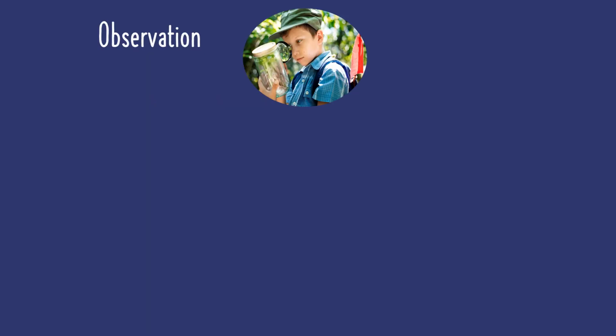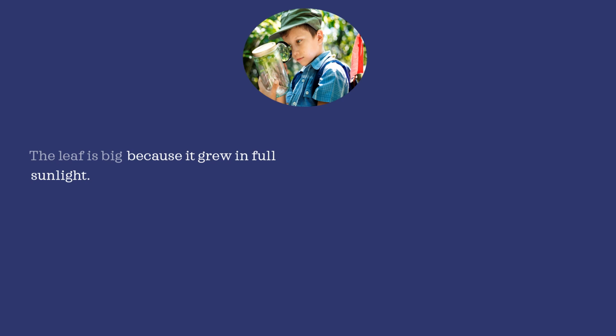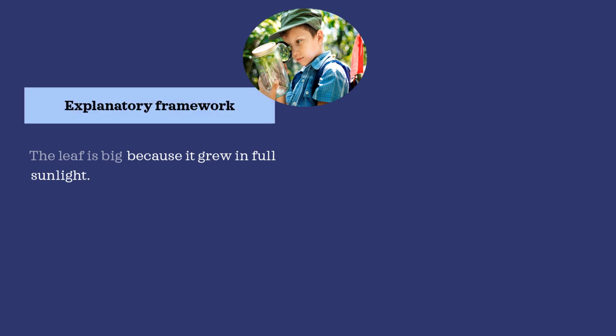So this young scientist may observe that the leaf in his jar is big. This might spark curiosity, and he might wonder, why is this leaf big? An explanatory framework that comes to mind might have to do with the amount of sunlight this leaf grew under. Perhaps the leaf is big because it grew in full, direct sunlight. Some plants like that. This explanatory framework, the because statement, is his hypothesis.